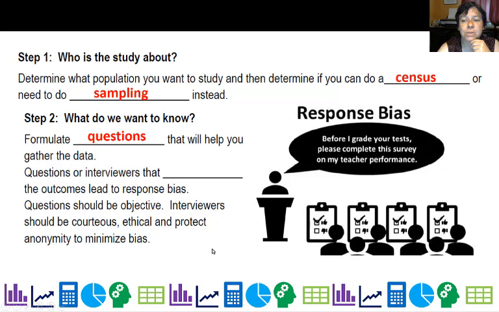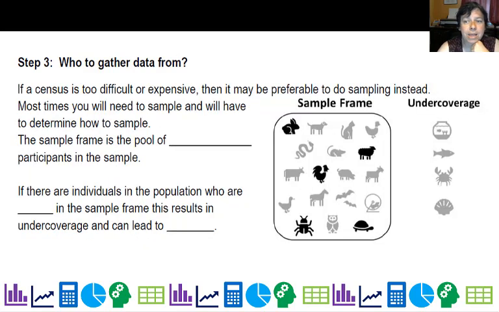Now, questions or interviews that influence the outcomes can lead to bias. So I made this little cartoon here. "Before I grade your tests, please complete this survey on my teacher performance." And they all check thumbs up. Why is that? Well, they don't want the teacher to be upset while he's grading their tests. Questions should be objective. You can also do leading questions that can give you response bias. And remember that interviewers should always be courteous, ethical, and protect the anonymity or privacy. That helps minimize bias as well.